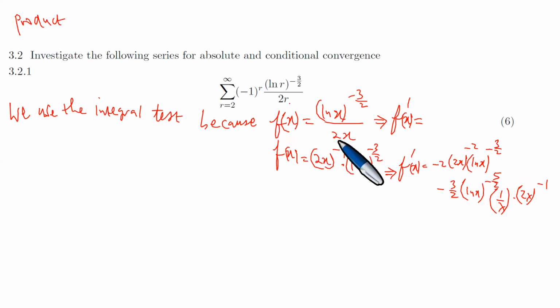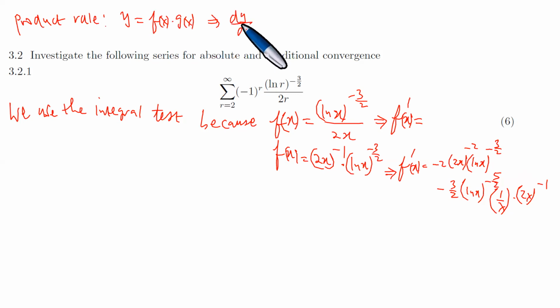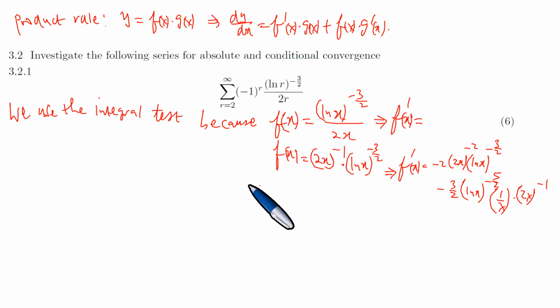We would have used the quotient rule because it's a quotient, but the quotient rule has too many things we need to simplify. Right, product rule, what does the product rule say? It says that y equals f times g implies dy/dx is f prime g plus f times g prime. But in the end, this whole thing is negative. So we use the integral.